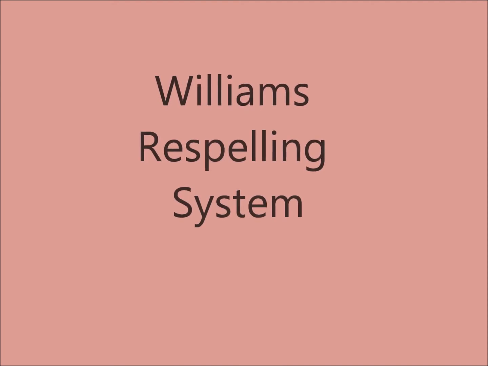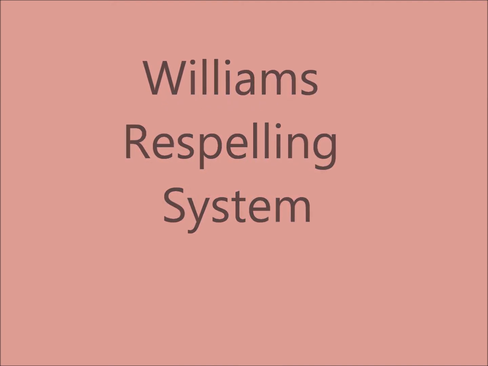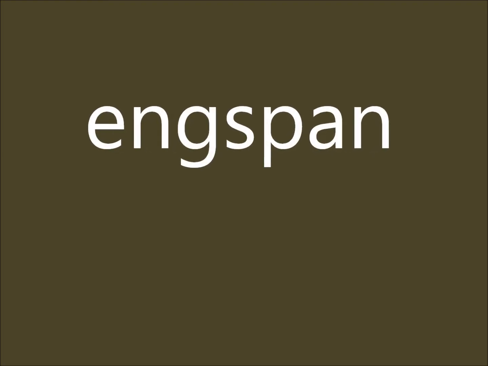After years of study and experimentation, I've come up with a more simple way of spelling both English and Spanish words so that each letter of the alphabet has one and only one pronunciation for both languages. The purpose is to make it more quick and easy to learn to spell words. My Williams respelling system, which uses only the standard letters of the Roman alphabet, is part of a new combination of English and Spanish that I call Engspan.